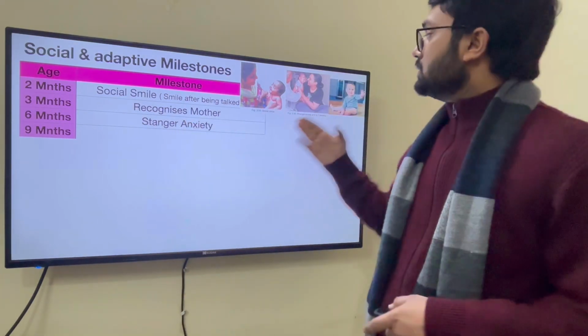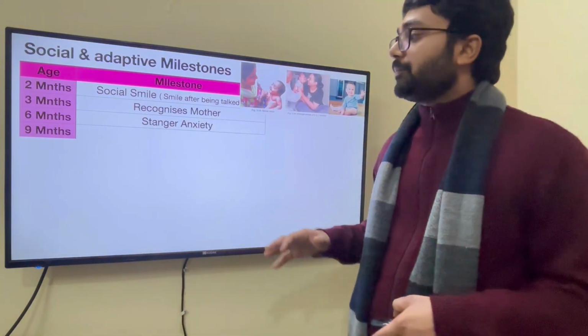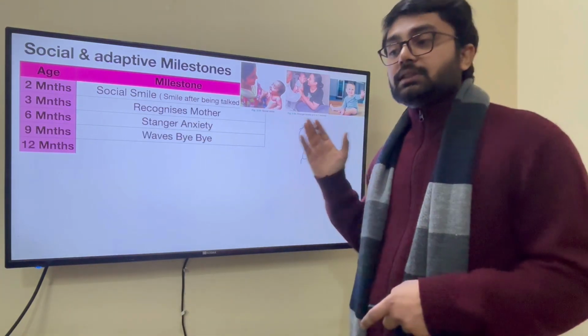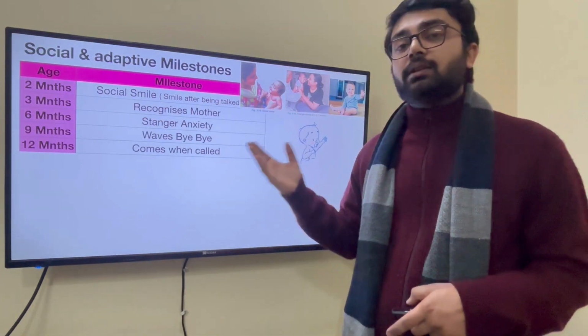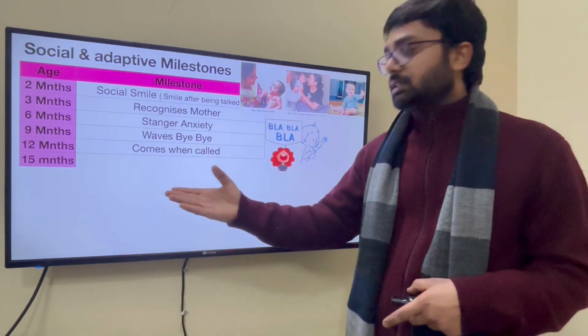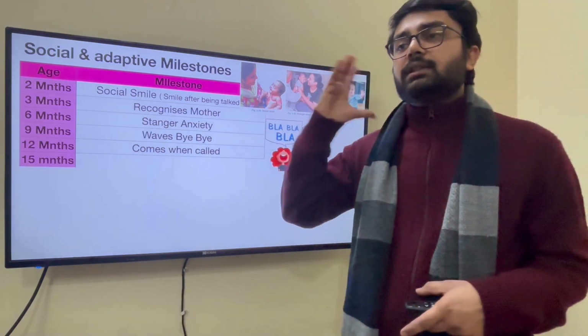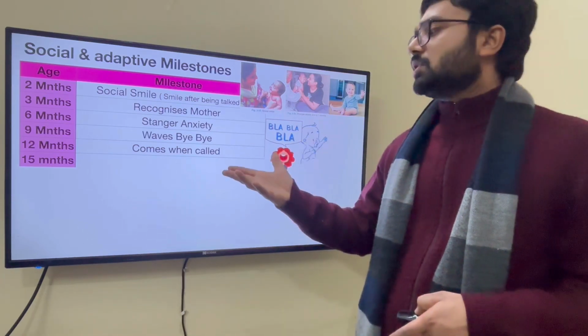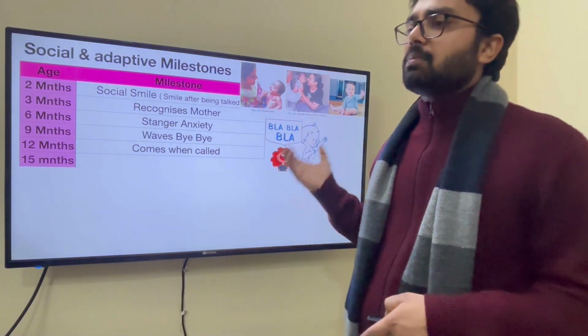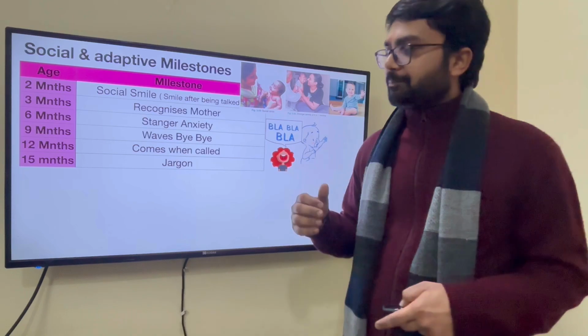At 9 months, the child can wave bye-bye. At 12 months, the same child comes when called upon. At 15 months, the child says meaningless words, or utters words which we say blah blah blah, the jargon speech.